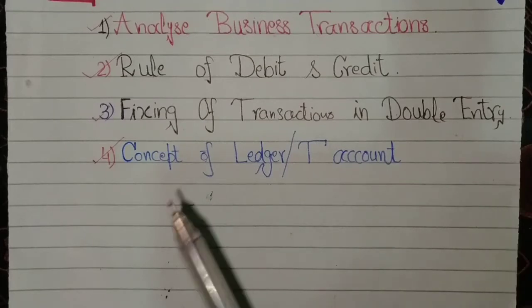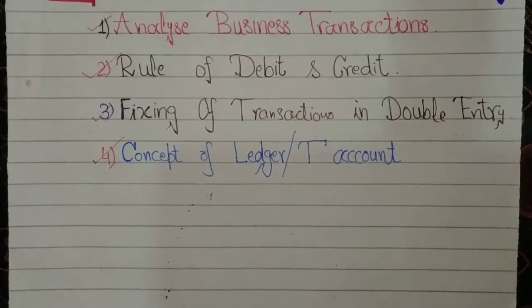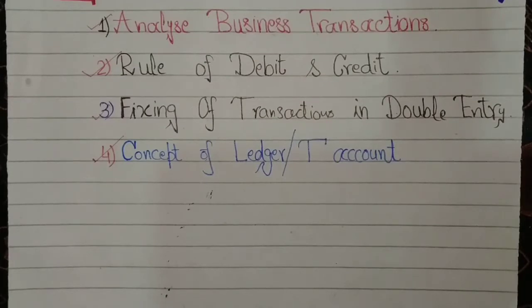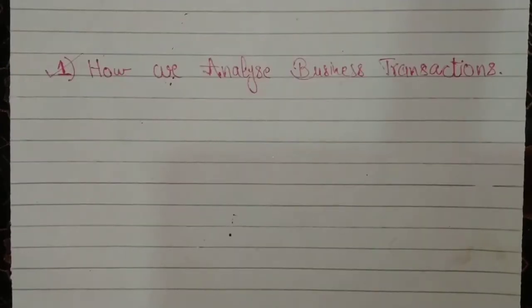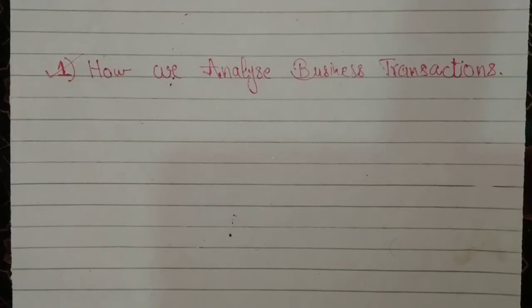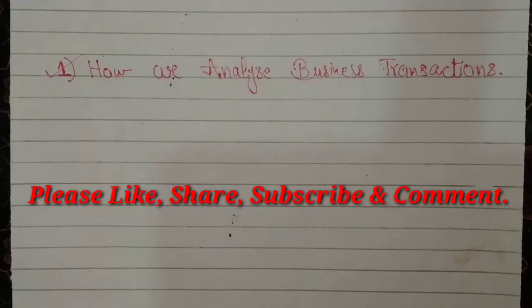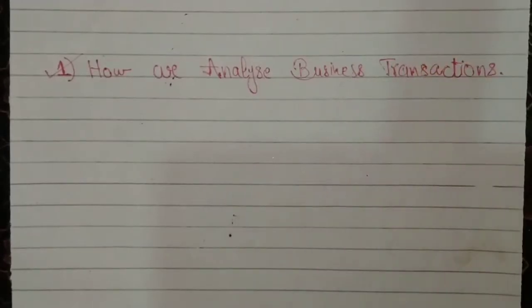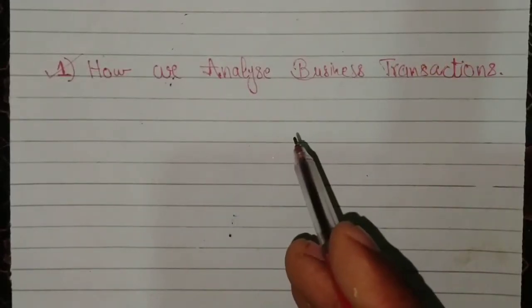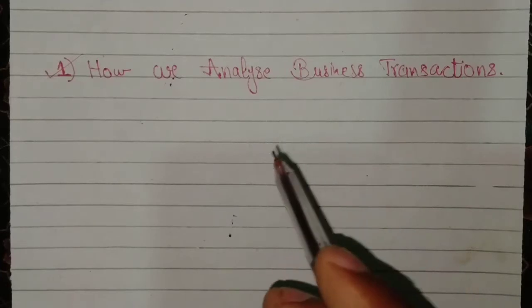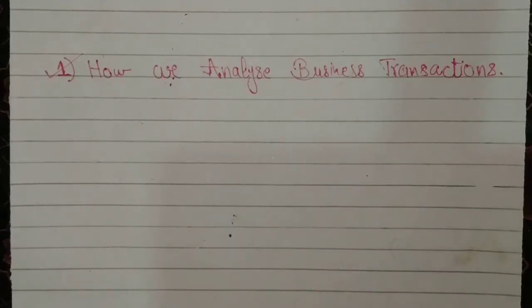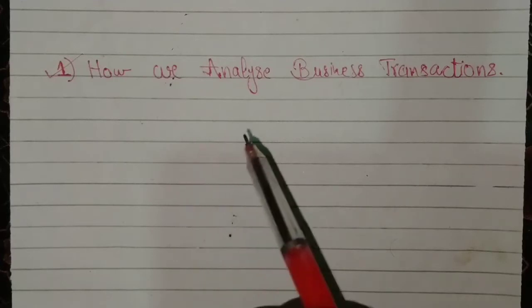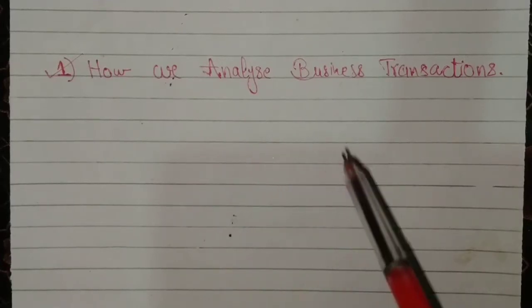Next, we proceed to the T account or ledger account, because a lot of transactions are done by companies every day on a continuous basis. Dear students, let me tell you again that chapter number 3 will consist of 4 points. The first point is how we analyze business transactions. So video number 1 of chapter number 3 will consist of the first point, which is how we analyze business transactions. So let's get started.